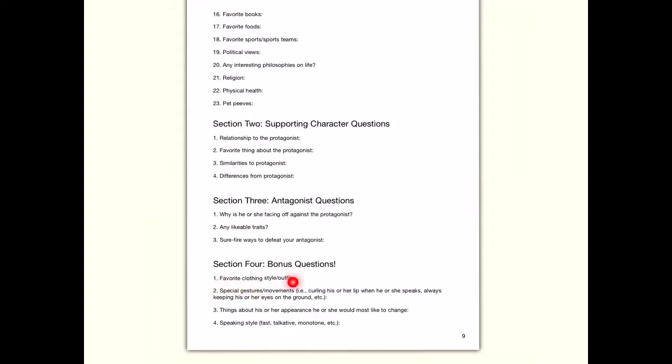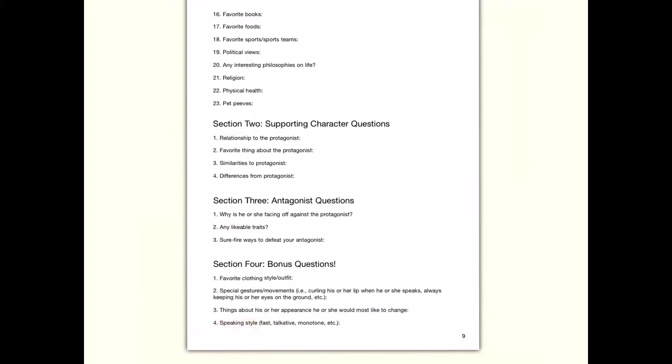So you might have favorite clothing style, favorite outfit, special gestures, movements. Do they curl their lip when they talk? Do they stutter? Do they walk in a strange way? Things about their appearance that they would like to change. Like, are they worried about their hair? Do they want to grow their hair in a ponytail to be like the soccer players in Europe?